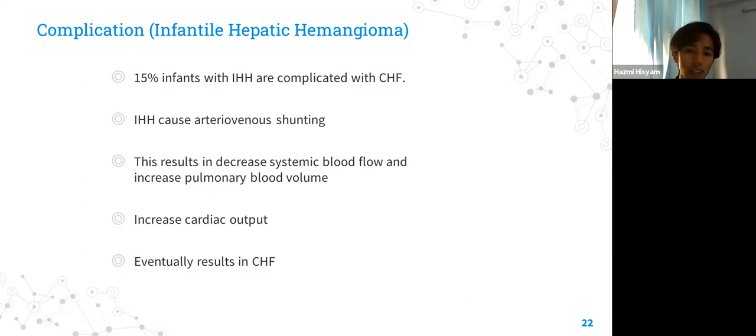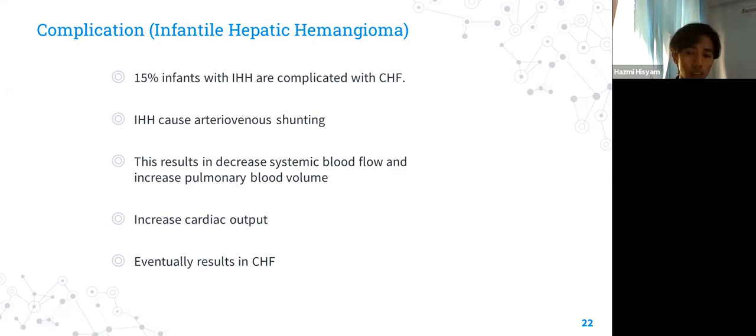Infantile hepatic hemangioma is dangerous because 15% of cases are complicated by congestive heart failure. So how does this hemangioma of the liver cause congestive heart failure? Because it will create arteriovenous shunting.